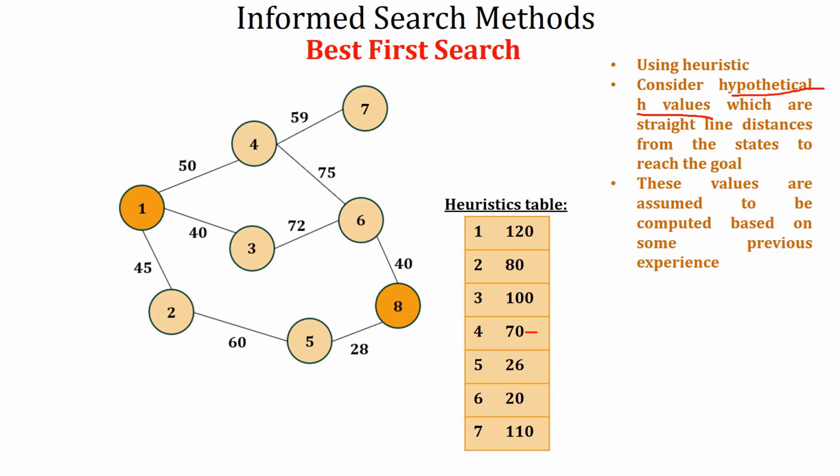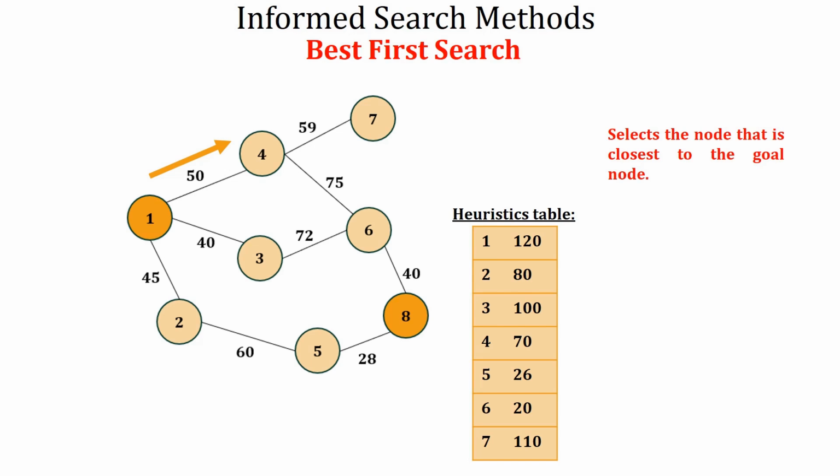These H values, the hypothetical values, are assumed to be computed based on some previous experience. Now we start at node 1, and from 1 there are 3 nodes which are reachable: 2, 3 and 4. Referring to the heuristic table, the hypothetical H values for these nodes 2, 3, 4 are 80, 100 and 70 respectively, out of which node 4 has the minimum value. So, from 1 we come to node 4; we choose this.